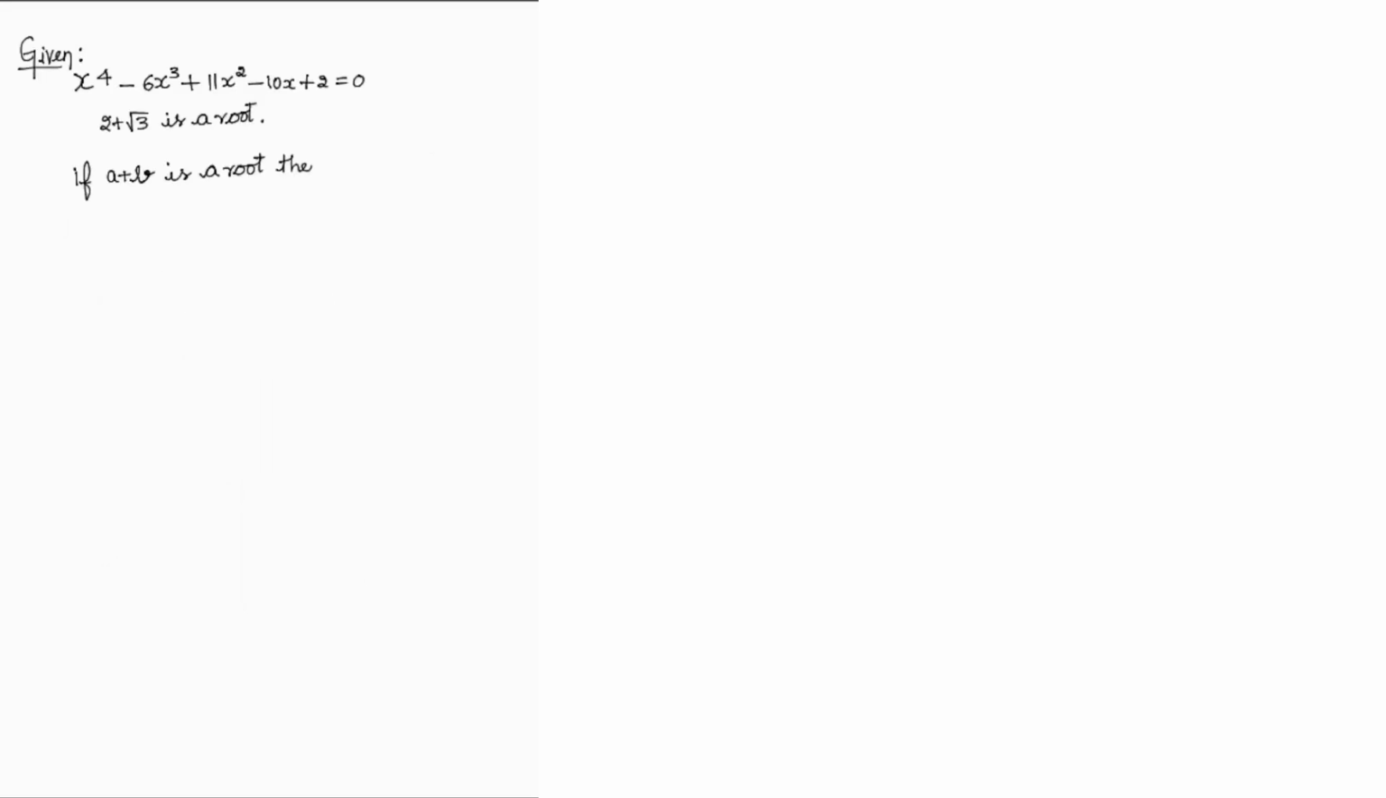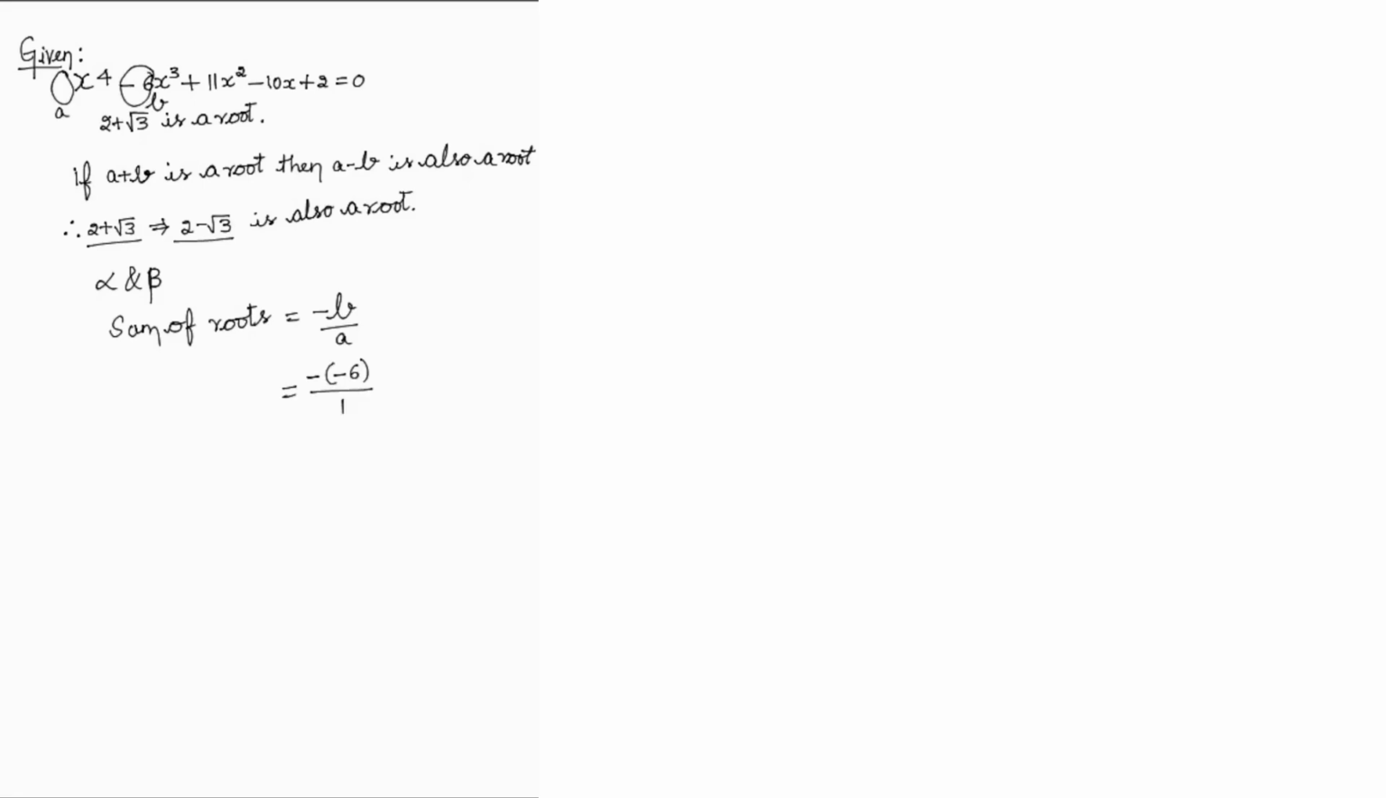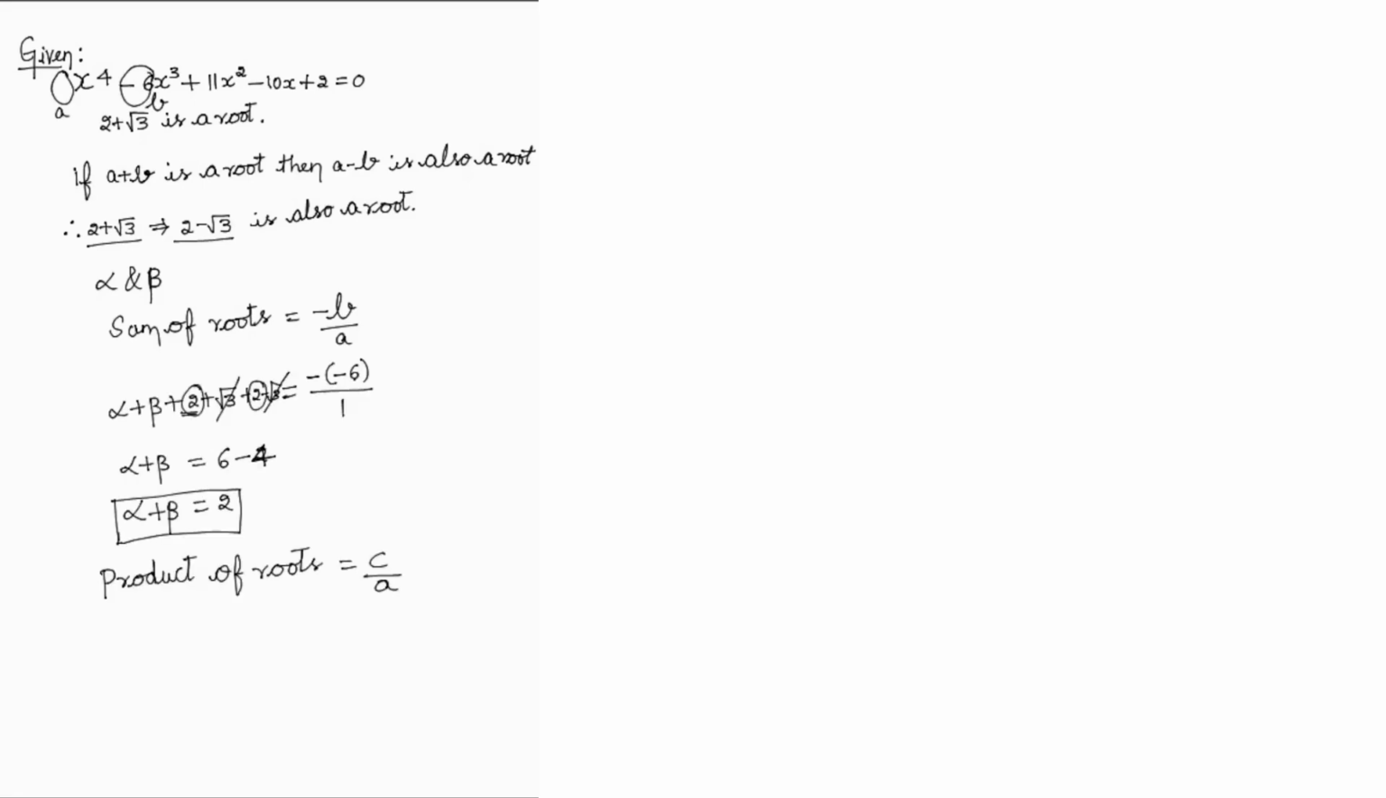Let's solve the equation. So the question is, solve the equation x to the power 4 minus 6x to the power 3 plus 11x to the power 2 minus 10x plus 2 equal to 0. So let's keep it in our given.